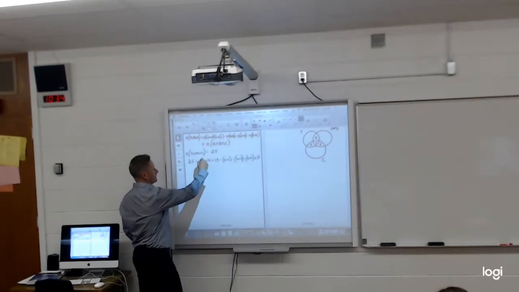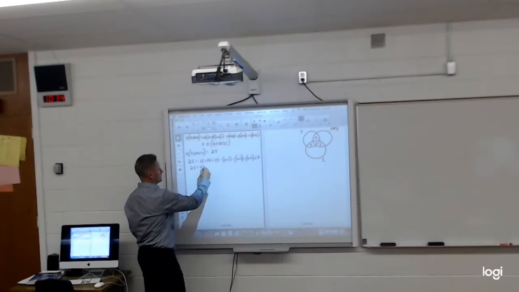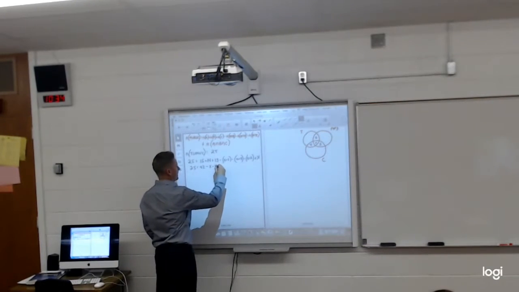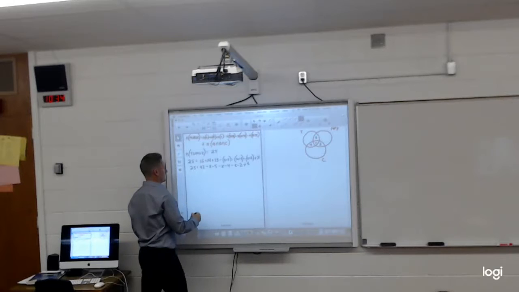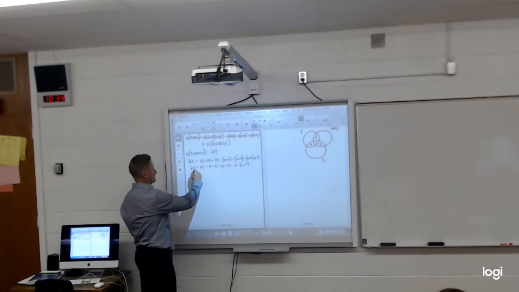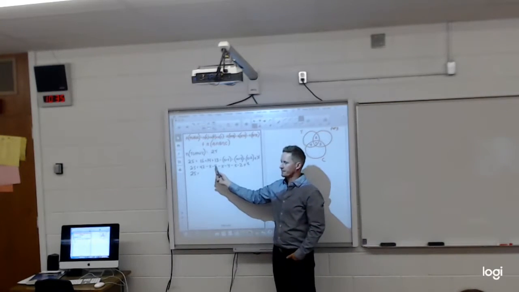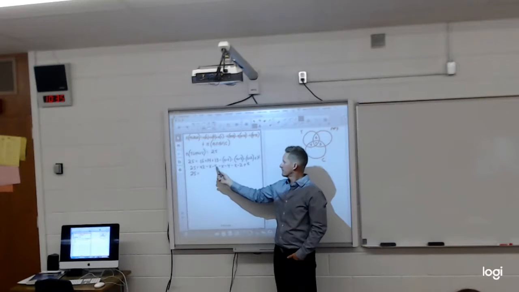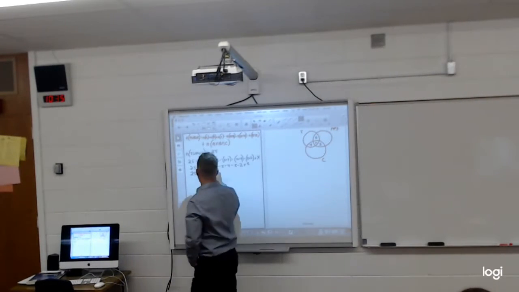So 15 plus 14 is 29, plus 13 is 42. So we have 25 equals 42 minus X minus 5 minus X minus 4 minus X minus 2, add X. Collect our like terms. 42 subtract 5 is 37, minus 4 is 33, minus 2 is 31. So I got 25 equals 31.